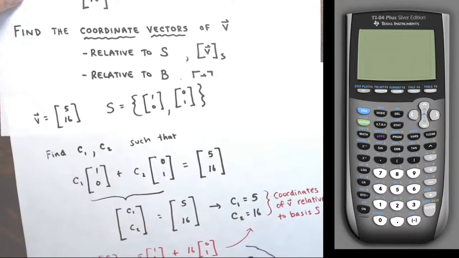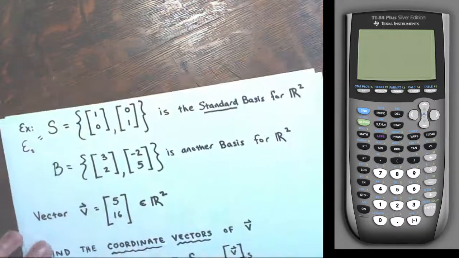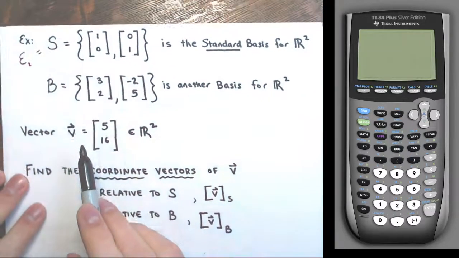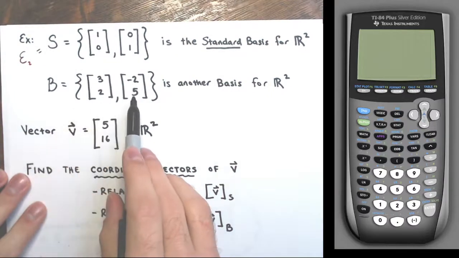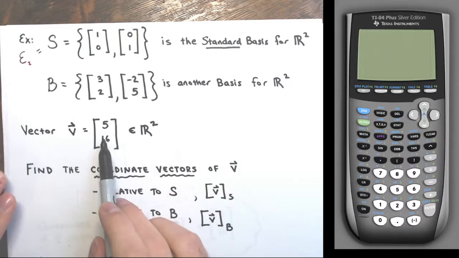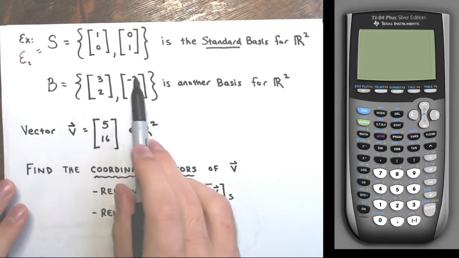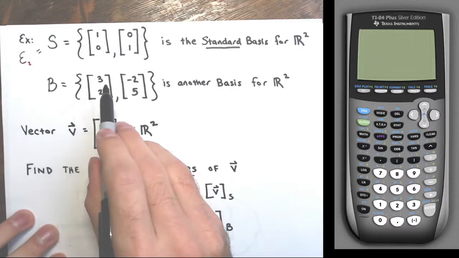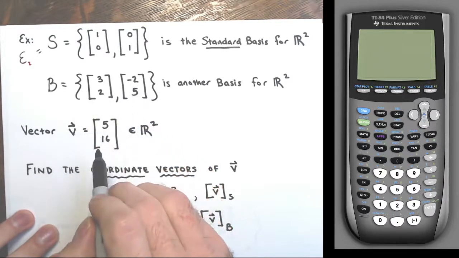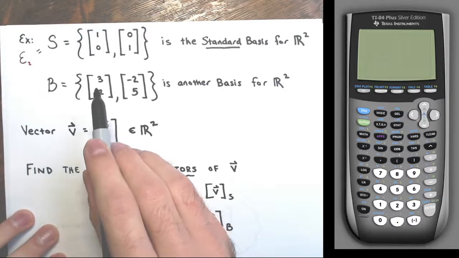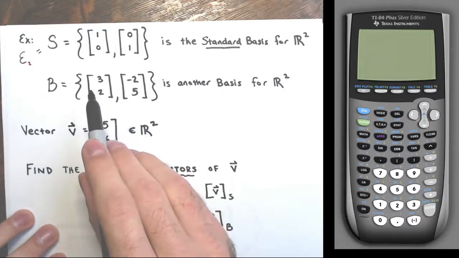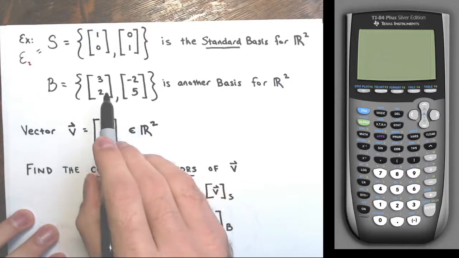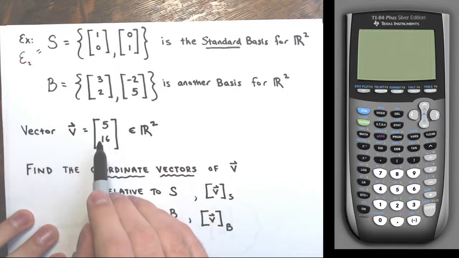The other basis I had was this one here, basis B, with the vectors 3, 2 and negative 2, 5. So what are the coordinates of this vector with respect to this basis? The question really is, how much of this vector plus how much of this vector would make this vector? These are a basis for R2. These are building blocks. How do I use these to construct 5, 16?